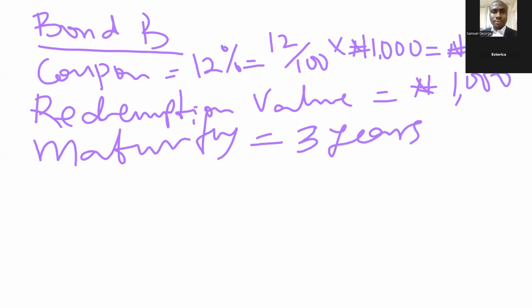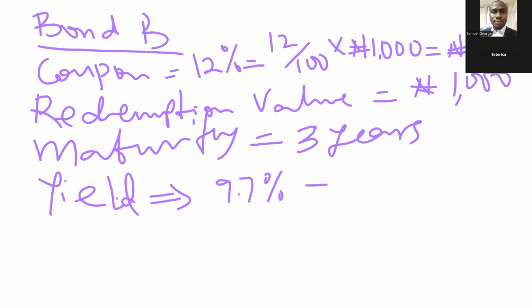Then the yield, we have already calculated the yield. It's the same set of yields we used for bond A. Yield for year 1 is 9.7%. Yield for year 2 is 10.7%. Yield for year 3 is 11%. Okay, so let us quickly calculate the market value of this bond B.